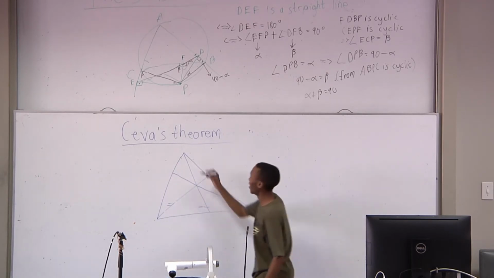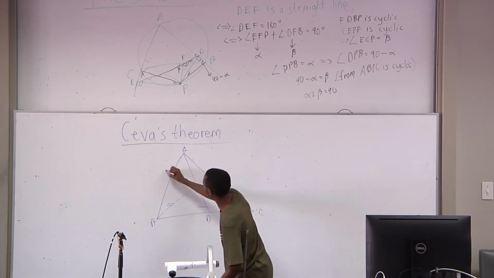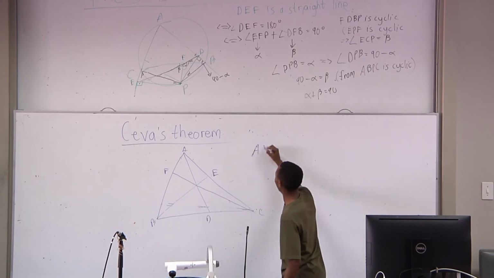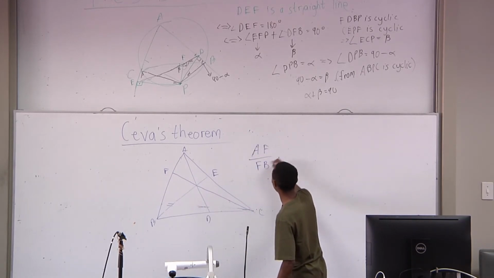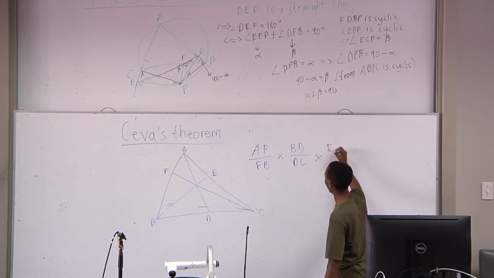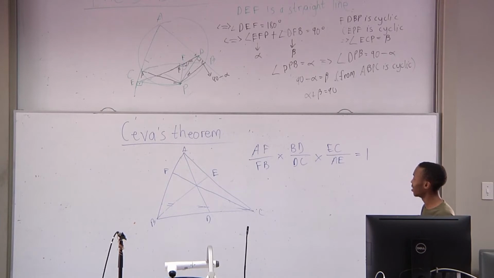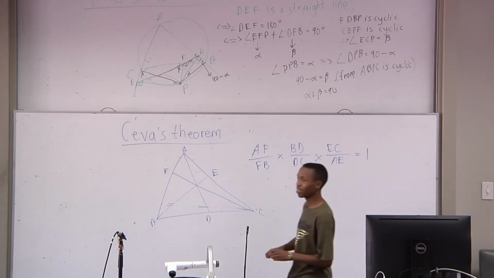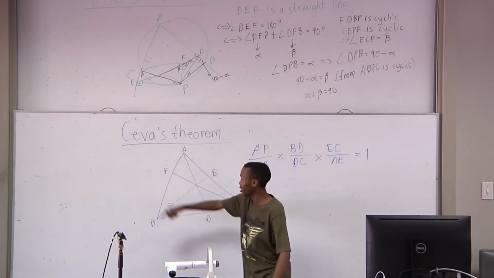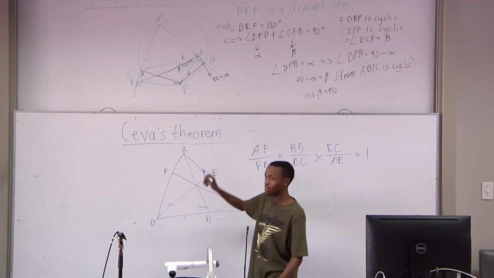Then I'll label these A, B, C, D, E, and F. Then AF over FB times BD over DC times CE over EA equals 1. Yeah, that's what it says. If you don't remember this, it's just going around in a circle. So that over that, times that over that, times that over that is equal to 1.